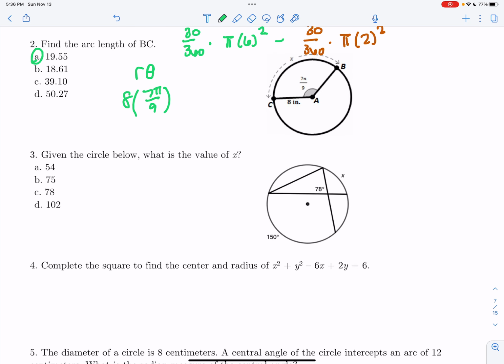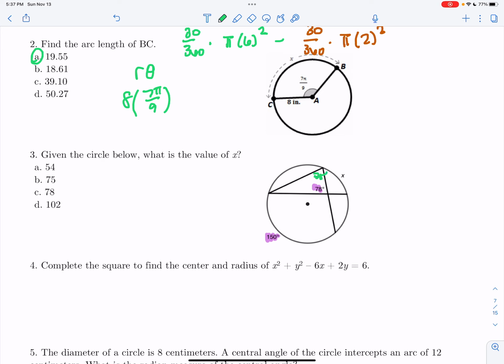Number 3, given the circle below, what's the value of x? So we want to figure out what x is. Now it gives us that this is 78, and this is 150. We're going to use that 150, and remember, based off of inscribed angles, my intercepted angle is just half of the intercepted arc. Since my intercepted arc is 150 degrees, then my intercepted angle is 75 degrees.